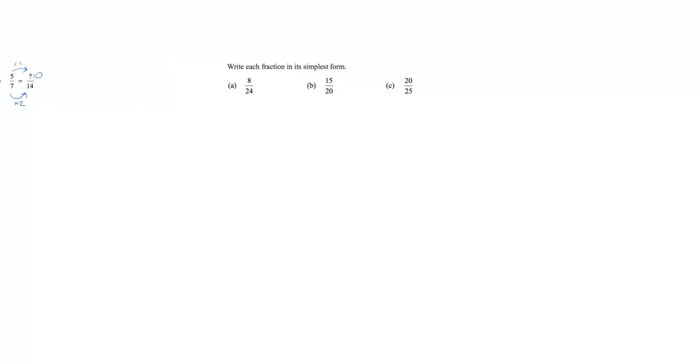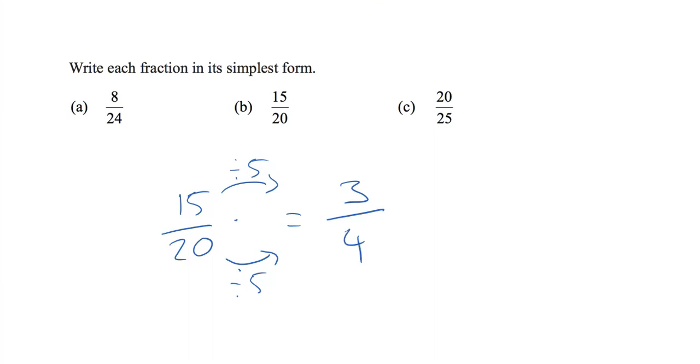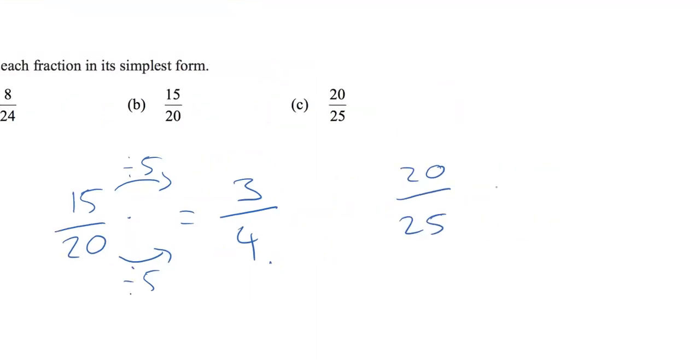So B is 15/20. Hopefully, you can see what 2 numbers they both divide by. So they both divide by 5. So we're going to write 15/20. And we will divide by 5 to the top and the bottom. This is going to be 3/4. So there's our answer to B. And C also divides by 5. 20 and 25 are both in the 5 times table. So if I'm going to divide them both by 5, I'm going to have 4/5.